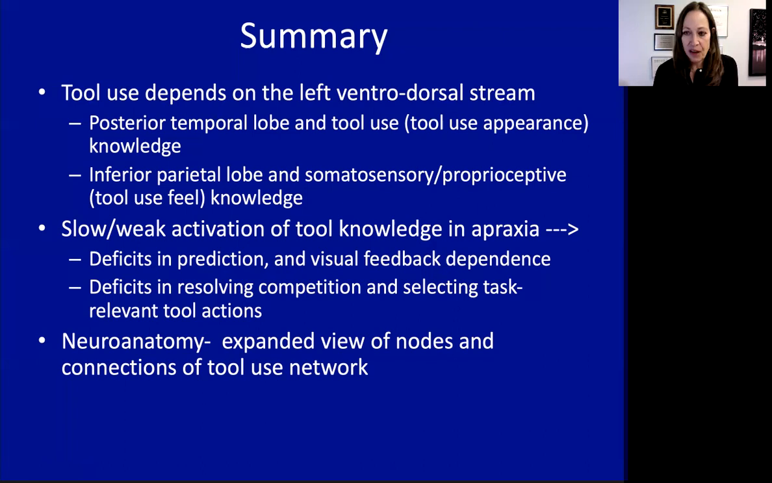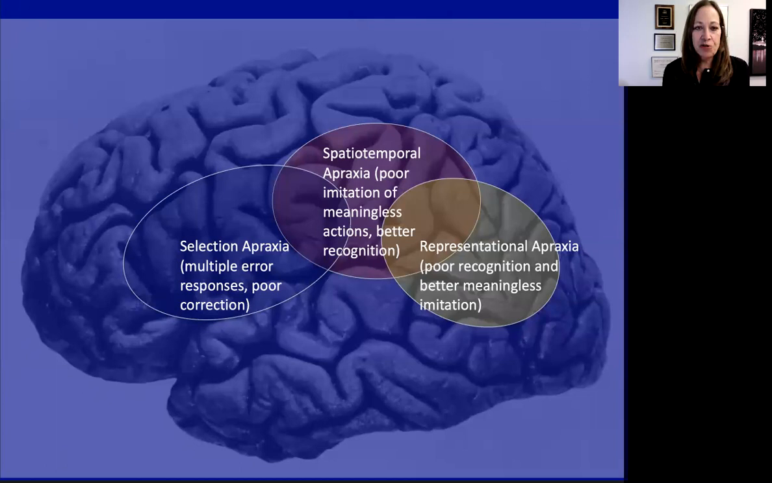tool use network. So let me just return for one minute in my last couple of slides to the idea of ideational, ideomotor, and frontal apraxia, which has been floating around in the literature for many years. We label these subtypes a little differently based on the underlying mechanisms that we think are impaired, and suggest that these subtypes, while overlapping, may be associated with relatively posterior versus more anterior lesions, and that the posterior subtype we could call representational apraxia. This is akin to what has been termed ideational apraxia.